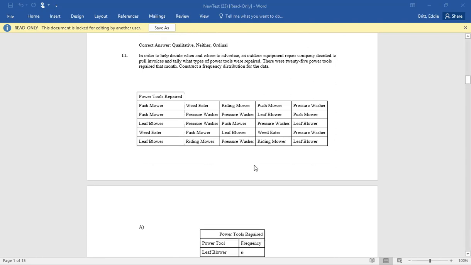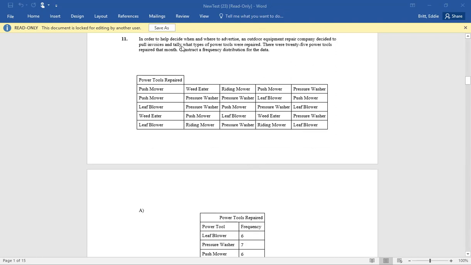All right. Number 11. In order to help decide when and where to advertise, an outdoor equipment repair company decided to pull invoices and tally what types of power tools were repaired. So they're using the tally method like I showed you. There were 25 power tools repaired that month. Construct the frequency distribution for the data.